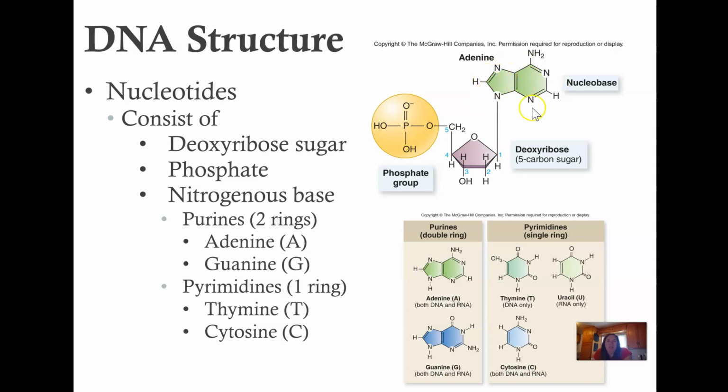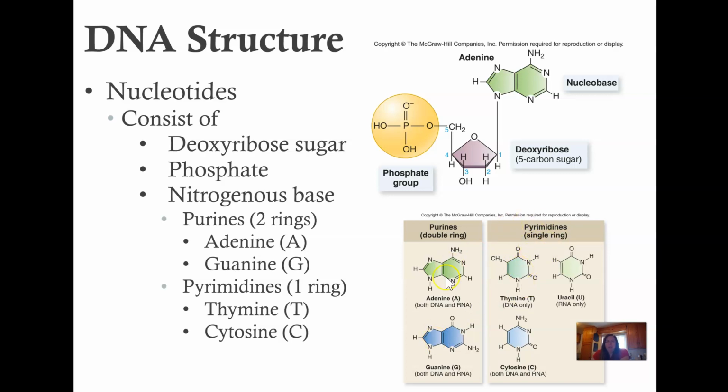So let's talk about these nitrogenous bases. There's a lot of long words in this lecture. Our nitrogenous bases can be categorized into 2 different types, purines and pyrimidines. Purines have a double ring, and they consist of adenines and guanines. So this particular nucleotide is a purine, and we know this because it has adenine as a nitrogenous base. Now, adenine and guanine are found both in DNA and RNA. But let's look at our pyrimidines because there is some variation here.